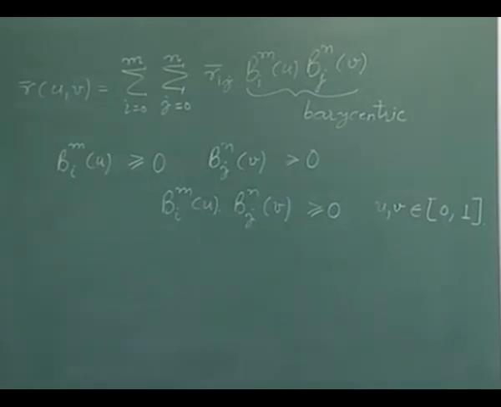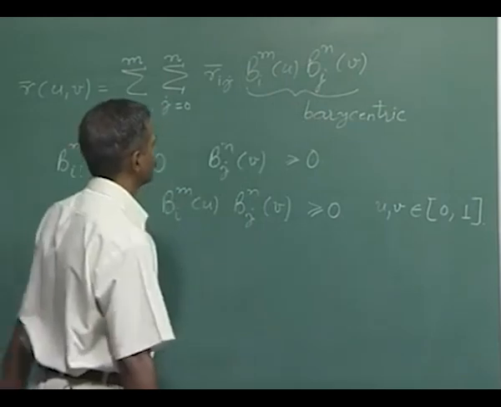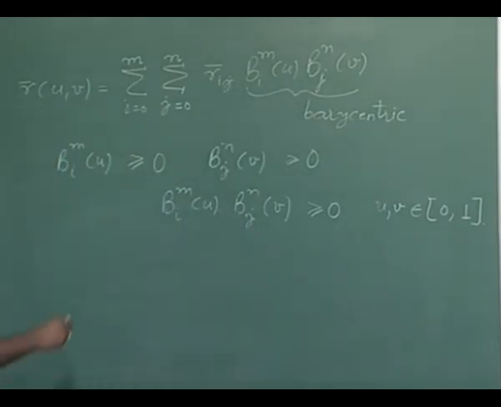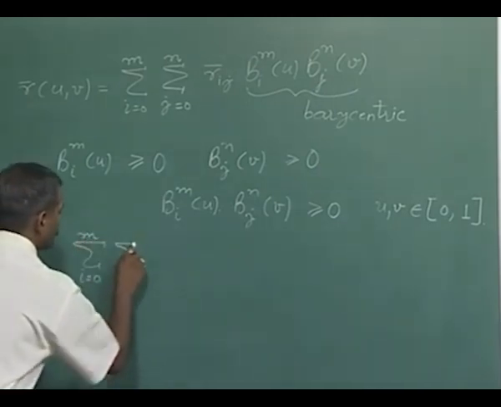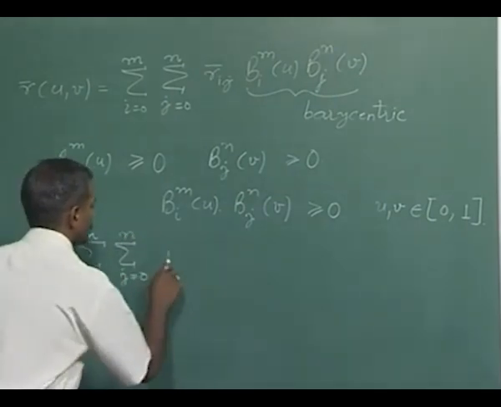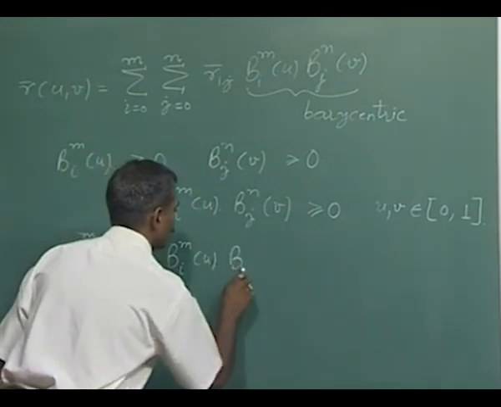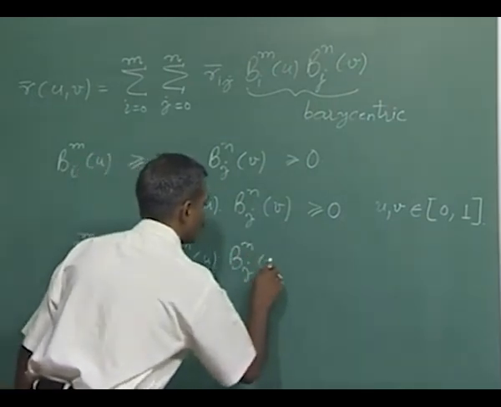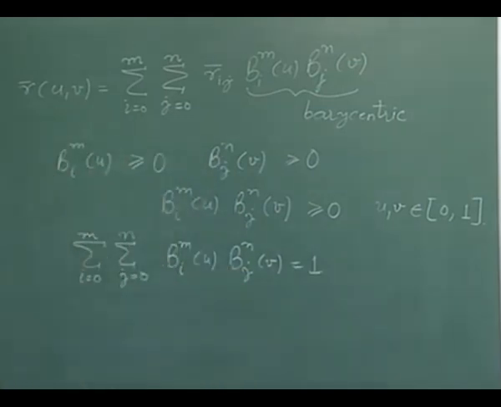Next, to show that this product is barycentric, we need to show that summation i going from 0 to m, summation j going from 0 to n, B_i^m(u) B_j^n(v) equals 1. We show this now.